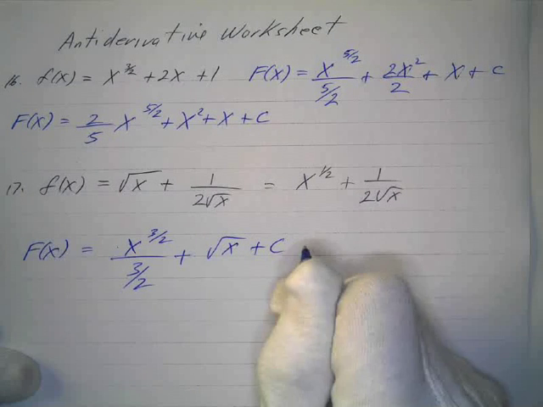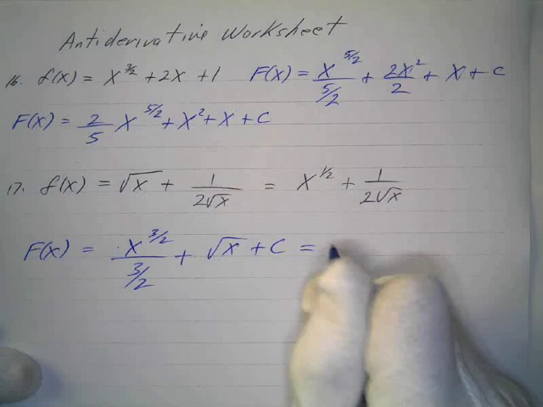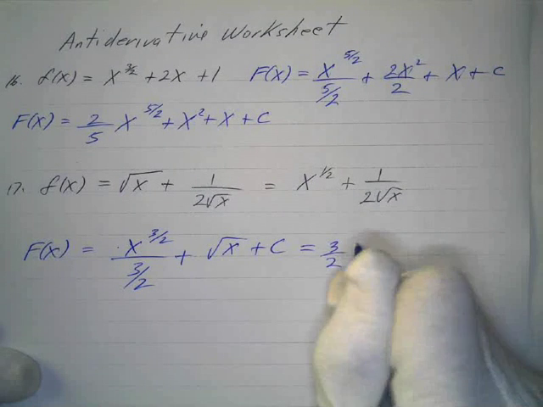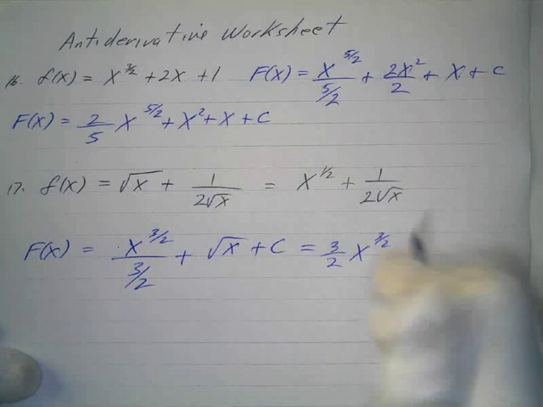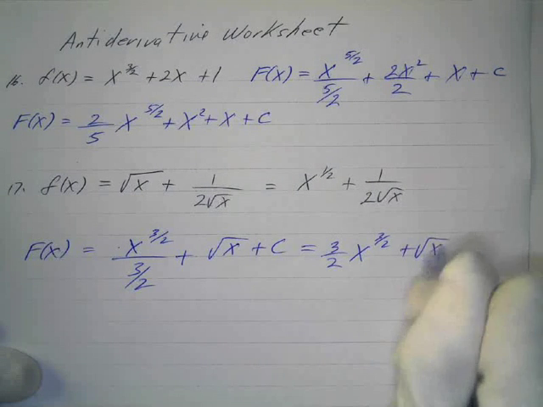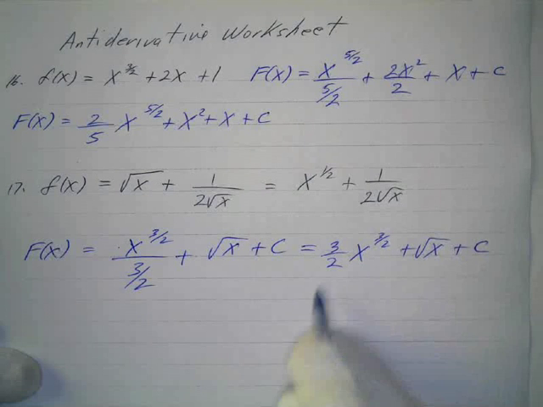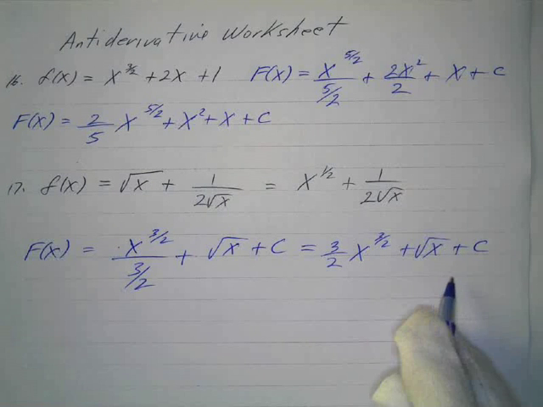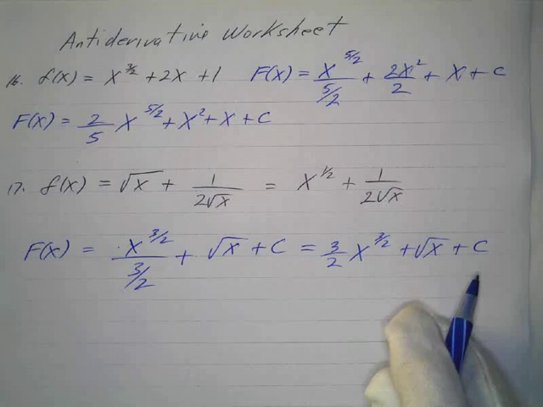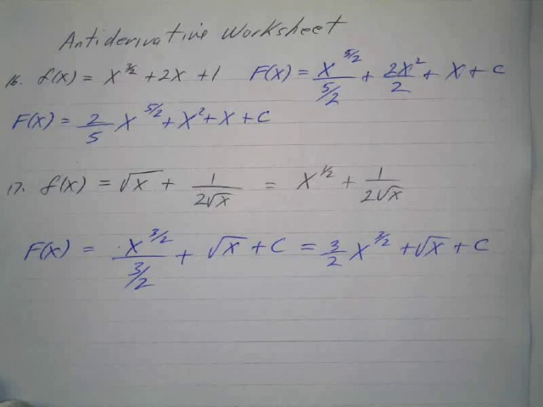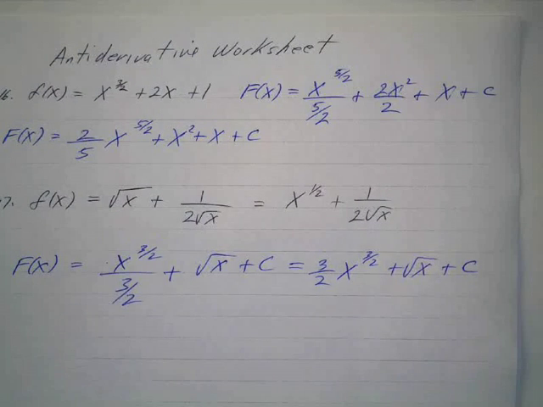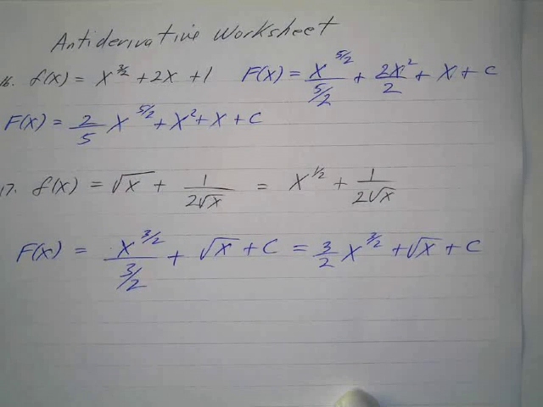And I could simplify that a little bit and say that would be 3 over 2 times x to the 3 halves plus the square root of x plus c. So that would be your answer. Okay. And number 18. Hope that makes sense.